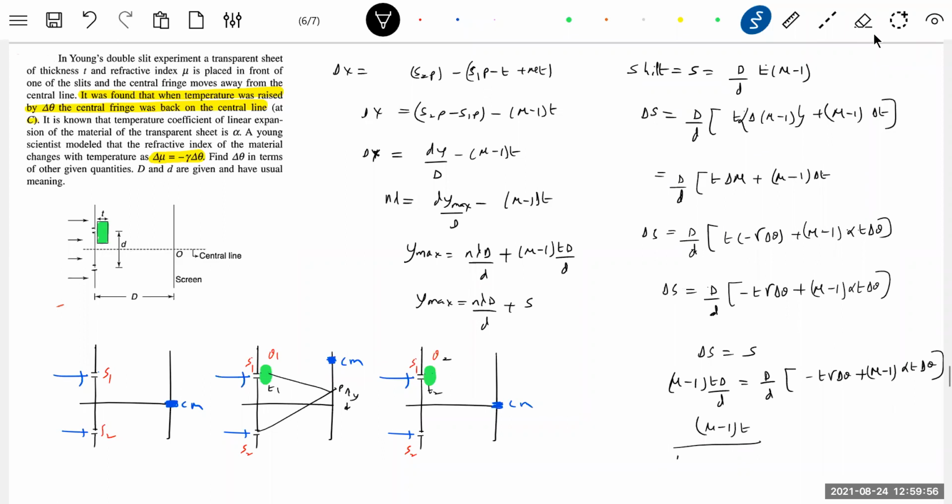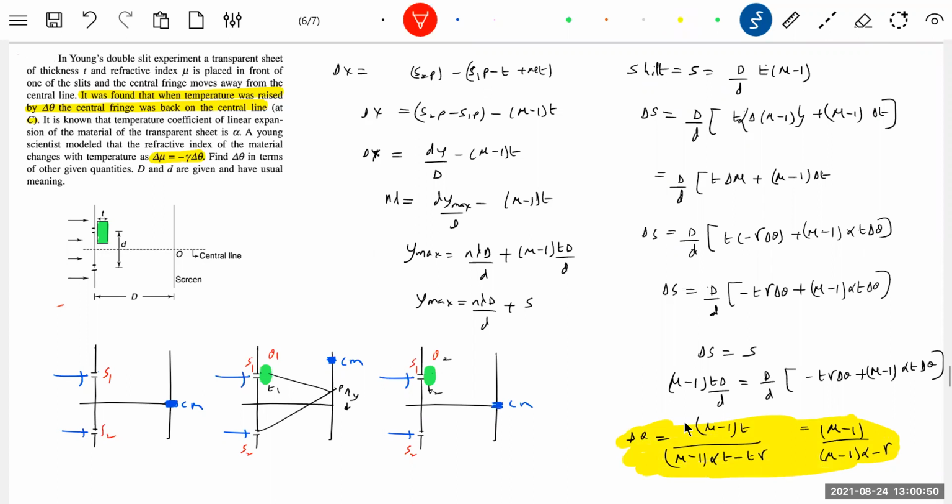So this will become (mu minus 1) alpha T. T gets eliminated, so (mu minus 1), (mu minus 1) alpha minus gamma, delta T will not be there. So this is the expression for delta theta. Some mixed ideas. This should be the change in temperature.